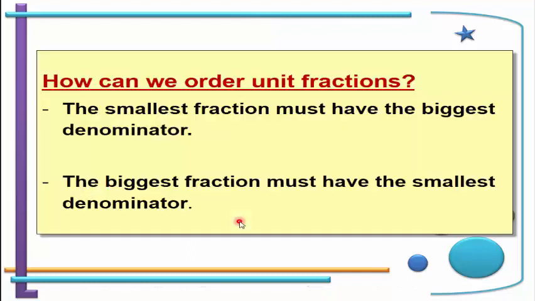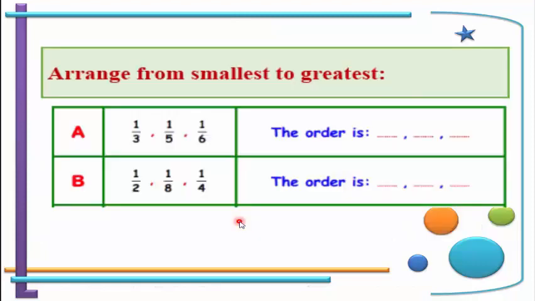How can we order unit fractions? The smallest fraction must have the biggest denominator. The biggest fraction must have the smallest denominator. Arrange from smallest to greatest. The first one: third, fifth, sixth. The order will be, what is the smallest one? The smallest one has the greater denominator. Okay, so 1 over 6 is the smallest one, then 1 over 5, then 1 over 3.